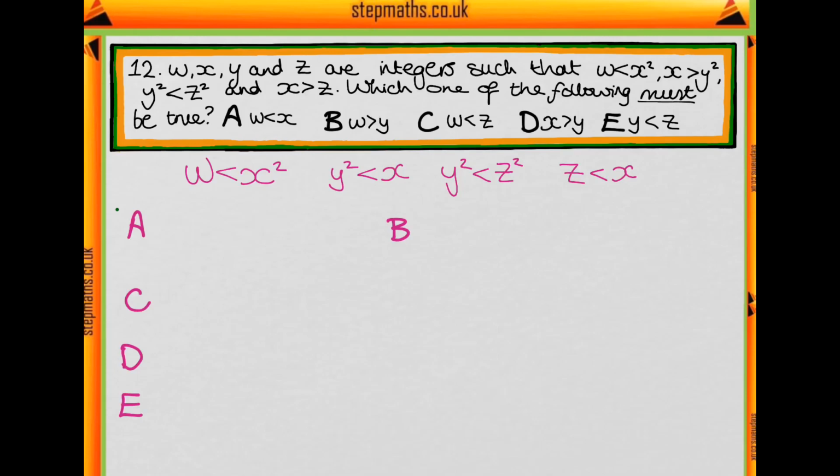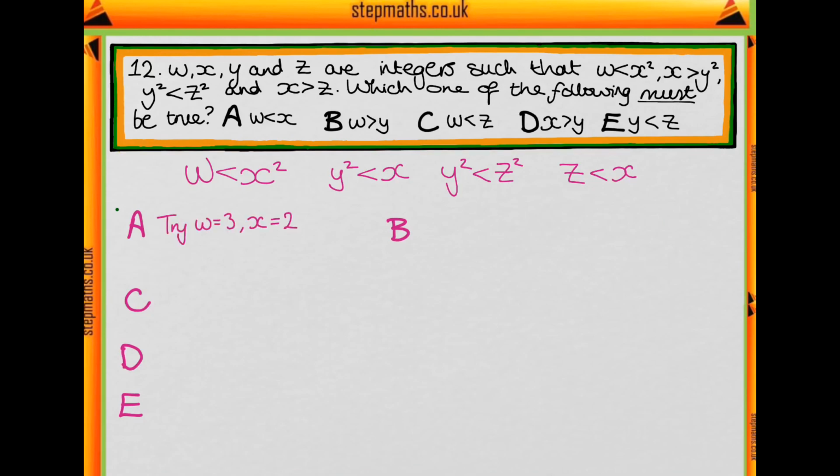So for example, if we can find a w and an x with w greater than or equal to x, such that all of the other conditions up here hold, then we must know that a is not necessarily true. So why don't you pause the video and have a go at trying out some different values of the various integers to see if you can work out which of a, b, c, d and e must be true. Pause the video and have a go at doing this now.